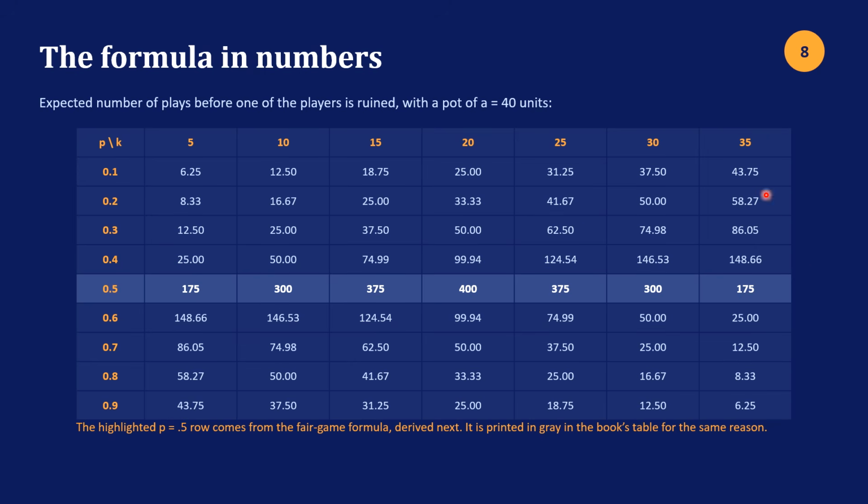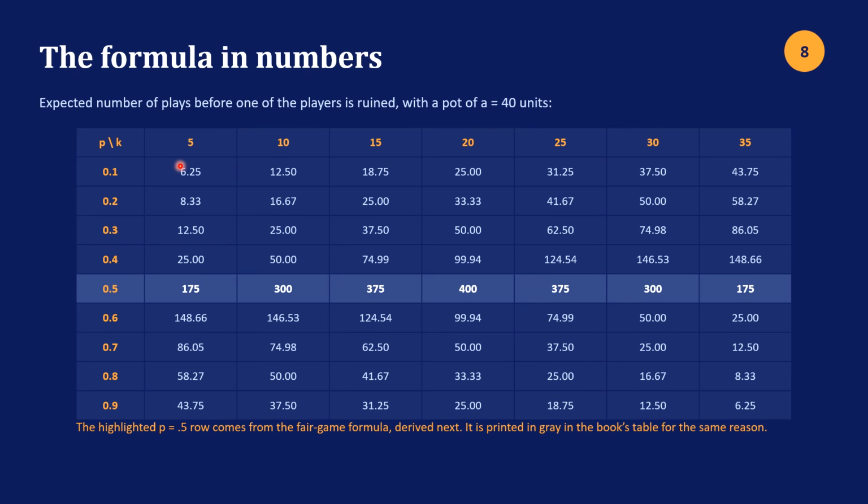I have a table here for the different expected number of plays before one of the two players goes to ruin. There's a pot of 40 units to start with. These numbers across the top are how many units A starts with, and these going down here are the probabilities that A wins a particular play.